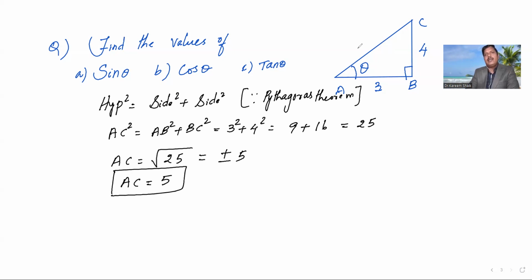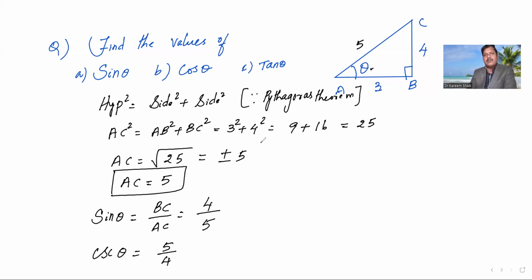So once we have the AC value, we can find any trigonometric ratio. Sine theta is nothing but the opposite side with respect to theta upon the hypotenuse, that is BC upon AC. What is the BC value? 4. What is the AC value? 5. So sine theta is 4 upon 5. If they ask for cosecant theta, it is just the reciprocal of sine, so we write 5 upon 4. We have to switch the fraction.